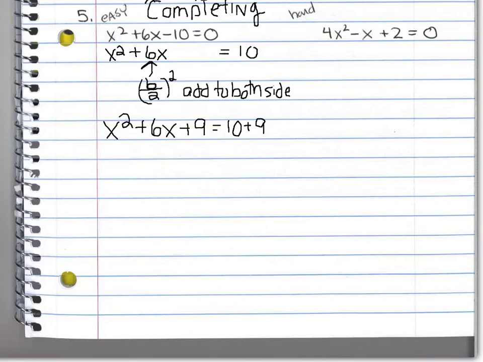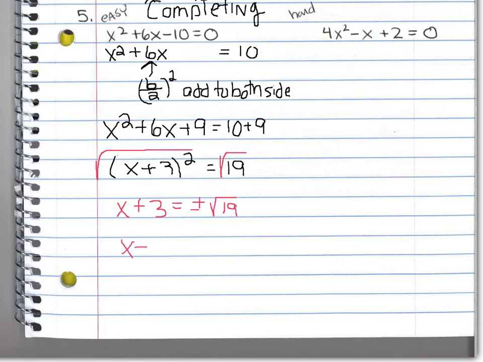The beauty of the completing the square step is the left side has now become a perfect square, and I can go back to my first technique for solving equations, which was isolating the squared term and taking the square root of both sides. You get x plus 3 is equal to plus or minus the square root of 19. I move the 3 over, I get x equals negative 3 plus or minus the square root of 19.